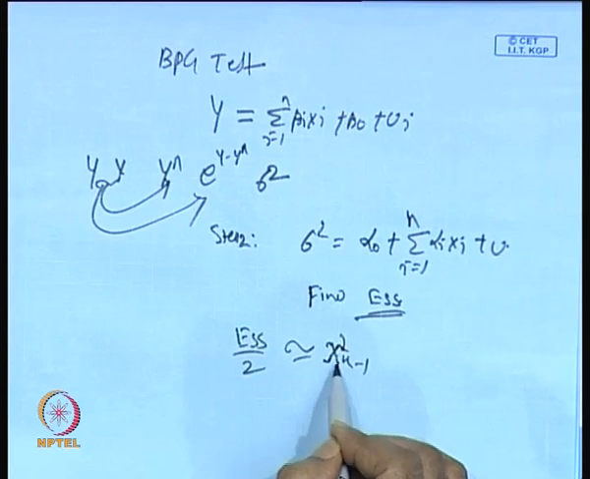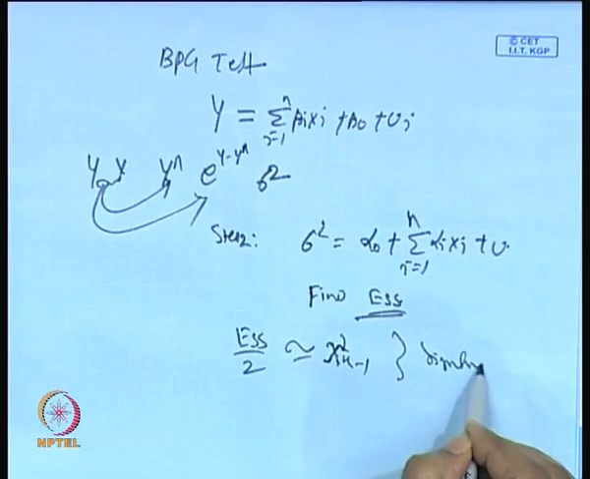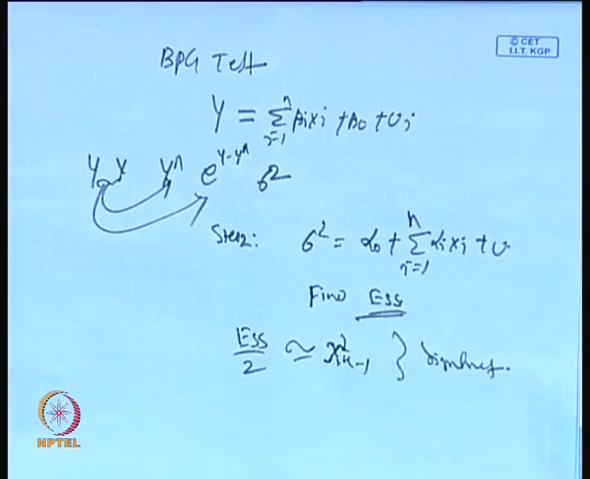Explained sum of squares divided by 2 follows chi square k minus 1. If it is significant, then there is a problem of heteroscedasticity. If it is not significant, then there is no such heteroscedasticity problem, so you can use that particular model for forecasting or policy use. These are the detection criteria through which heteroscedasticity can be observed, and they give you an indication of whether heteroscedasticity is present in that particular problem or not.